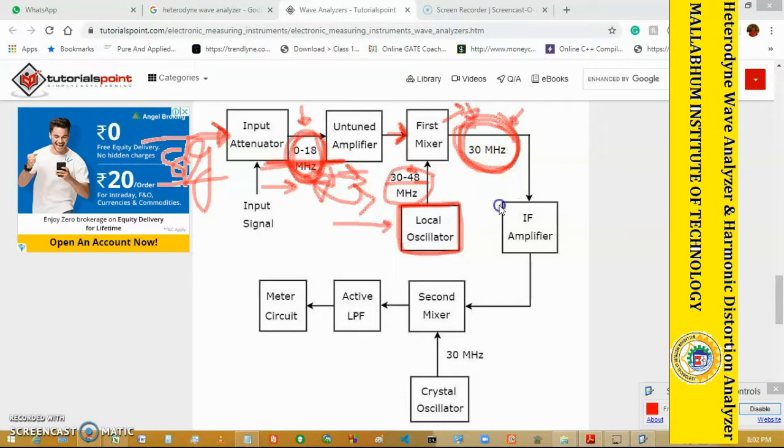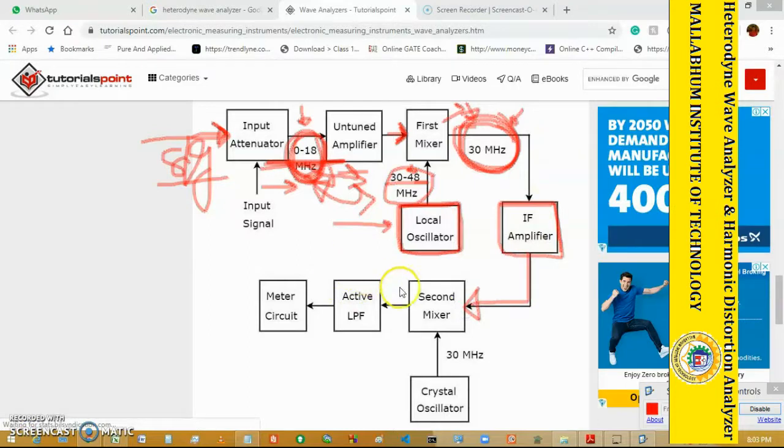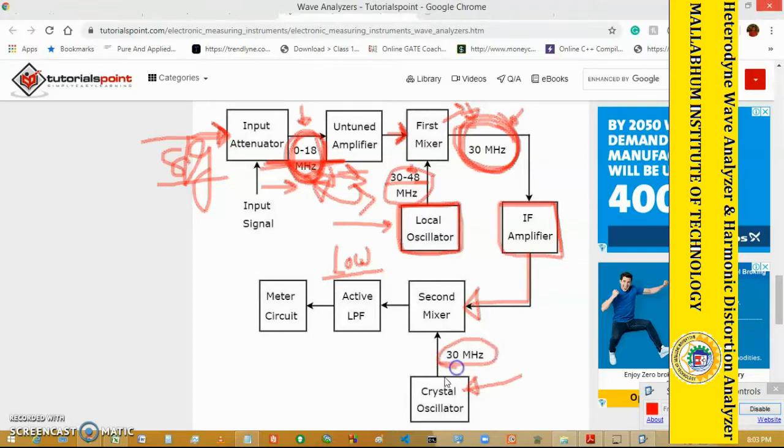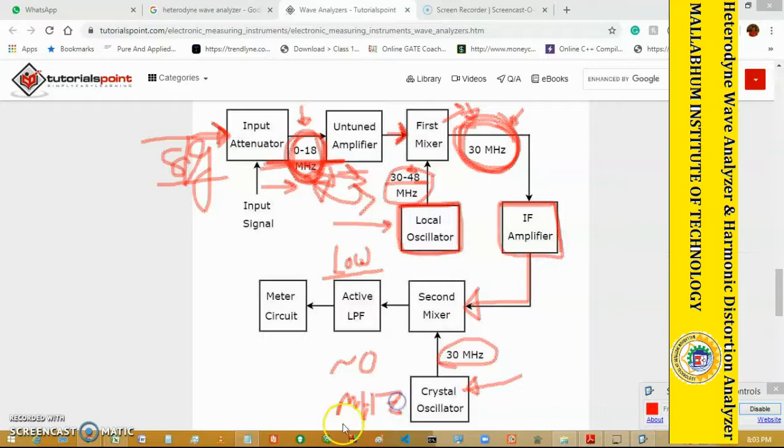Okay, then there is an IF amplifier. This is also a communication engineering instrument. After this IF amplifier comes the second mixer, converting to a very low frequency range. So our actual signal is converted to a very low frequency, again mixing the 30 megahertz fixed signal with a near 30 megahertz crystal oscillator. So after the plus and minus, it is nearly equal to 0 megahertz, outputting a signal near 0 megahertz. Okay, so this is the active low pass filter.